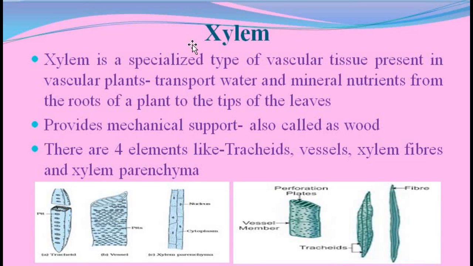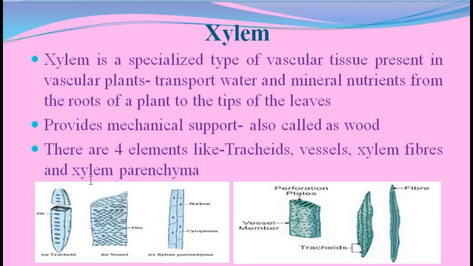So let me explain the xylem and its function in detail. Xylem is a specialized type of vascular tissue present in vascular plants which generally helps in transport of water and mineral nutrients from the roots of a plant to the tip of the leaves. It provides mechanical support and it is also called wood. There are 4 elements present in the xylem tissue. One is called tracheids, the second is vessels, the third is xylem fibers, and the fourth element is xylem parenchyma.